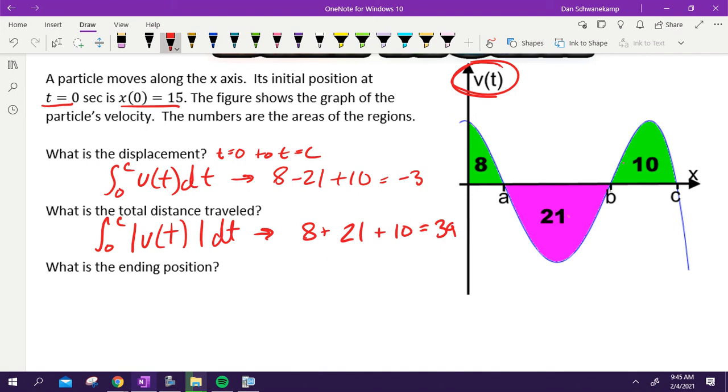What is the ending position? Show me your fingers. What do you find for ending position? Ending position is going to be 12. Austin, how'd you get 12?